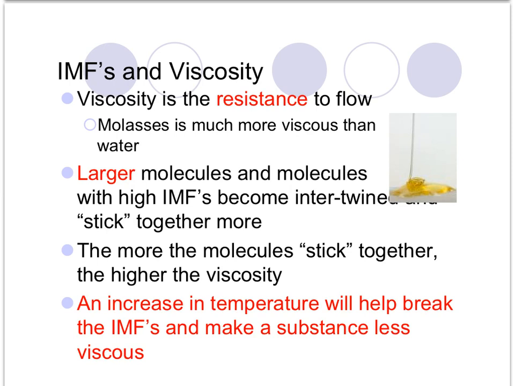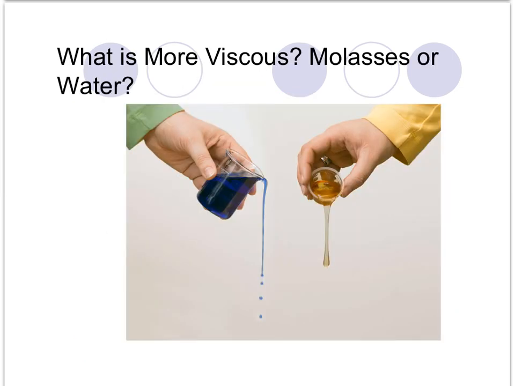One of the ways that we can reduce that viscosity is by increasing the temperature of the liquid. When we do that, it helps break some of the intermolecular forces and makes the substance less viscous and easier to flow. Which liquid is more viscous, molasses or water? Hopefully you can see that the molasses is going to be more viscous. It's going to take a longer time to flow out of the beaker than the water.